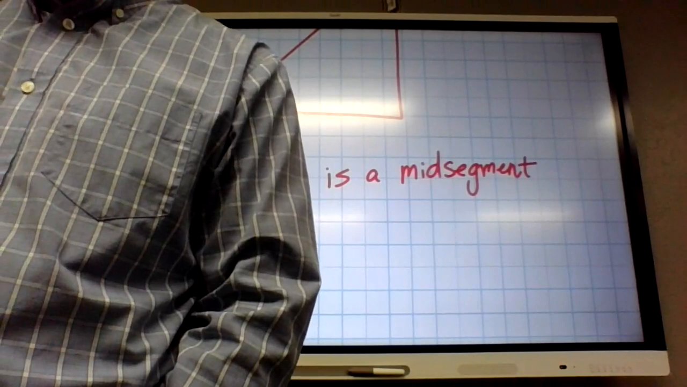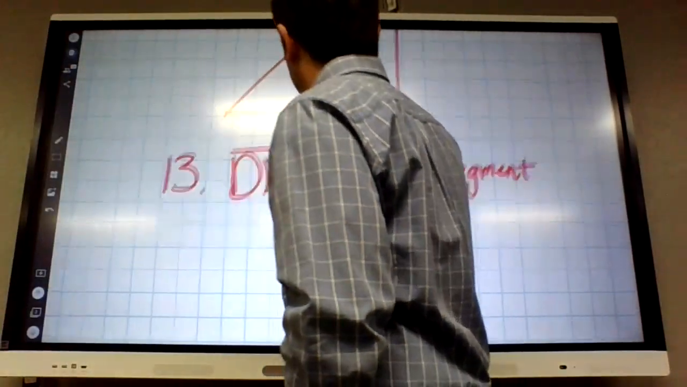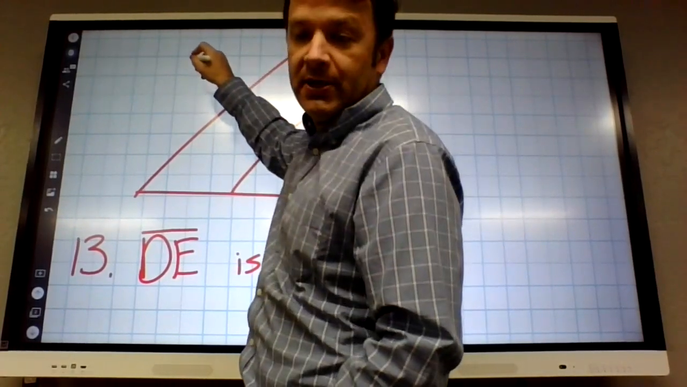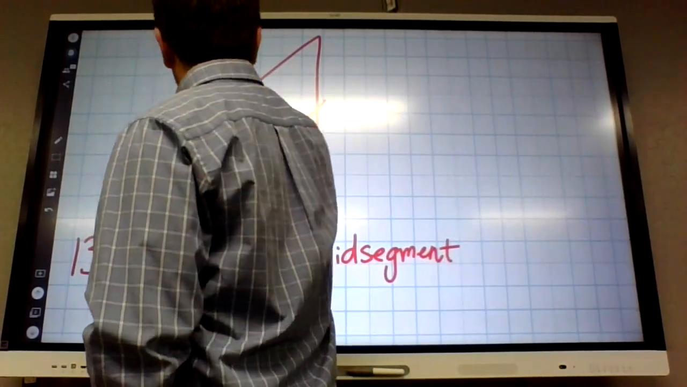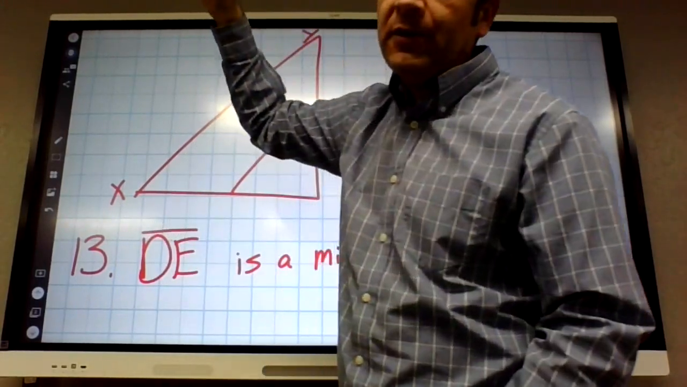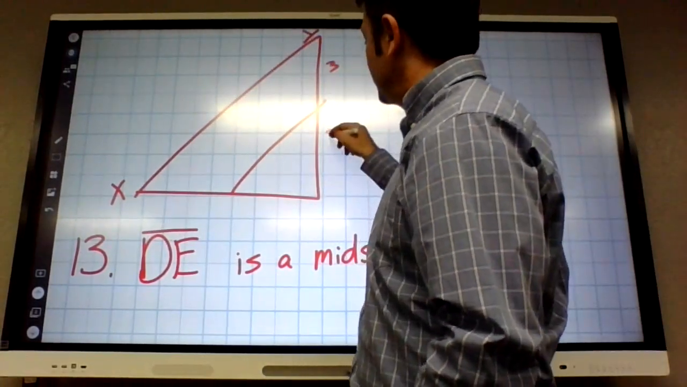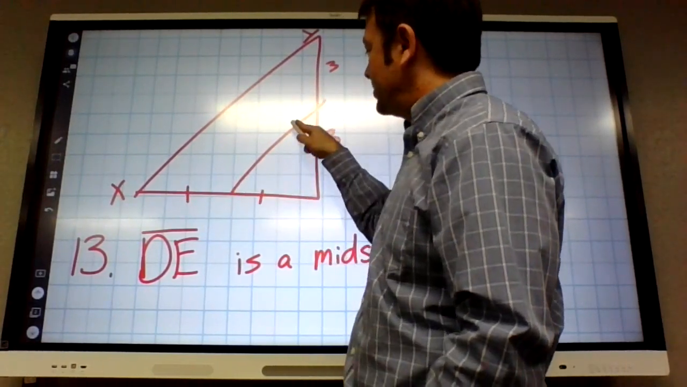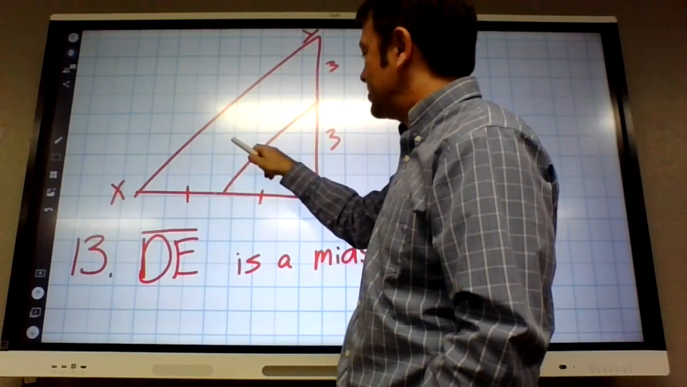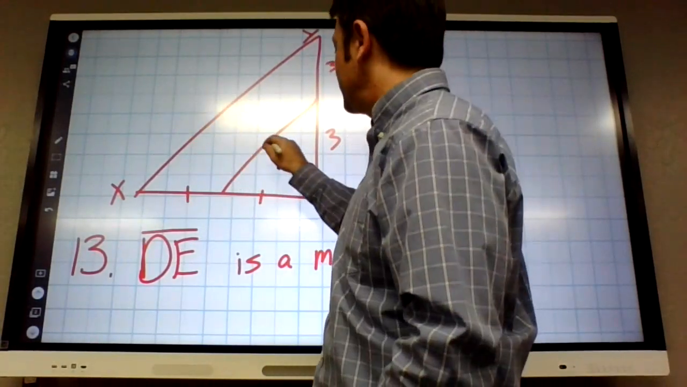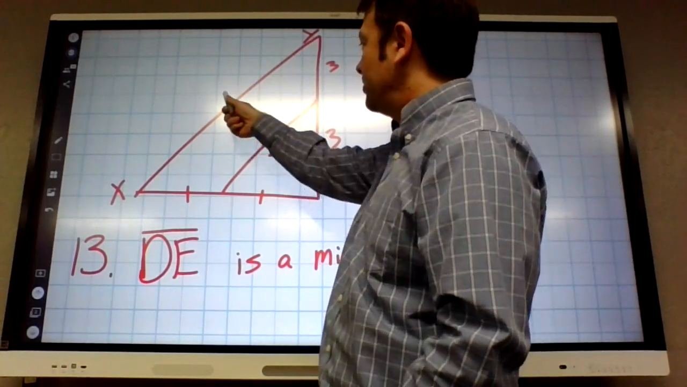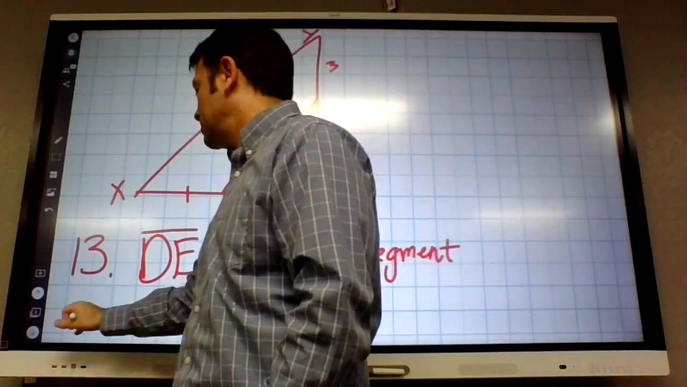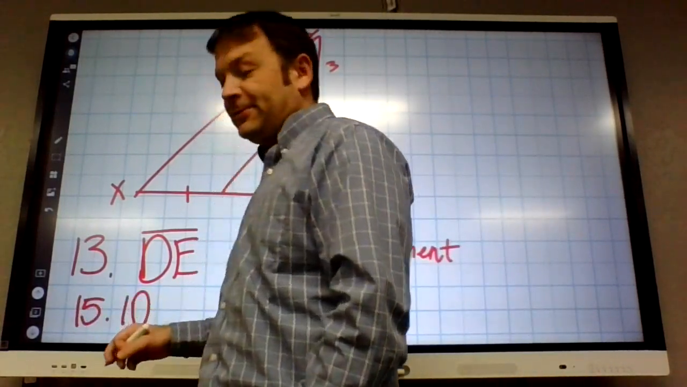Okay, now we're actually on 15. It says find the length of XY, which is this thing. If you look at the picture, this is 3 and this is 3. They're the same length, and this is equal to that. So what do I know about this? It's the mid-segment, so it's going to be half. And they also tell me in the picture this is 5. So how long is this going to be? That's gonna be 10. So that's 15. Another 10.